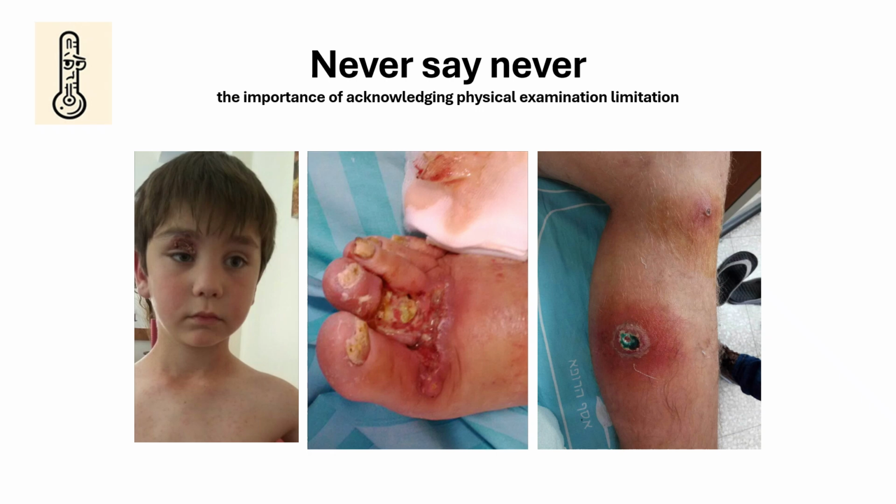Looking at these images, can you guess which ones are Leishmania and which are something else entirely? While the first two cases on the left are indeed leishmaniasis, the image on the right is actually GAS, group A strep. This highlights the vital importance of acknowledging the limitations of a physical examination alone. Appearances can be deceiving, and accurate diagnosis often requires more than just a visual assessment.